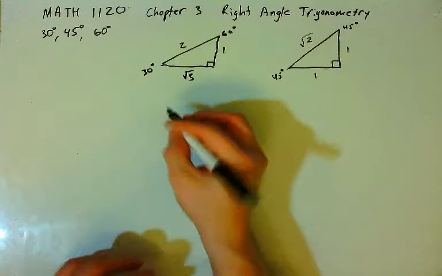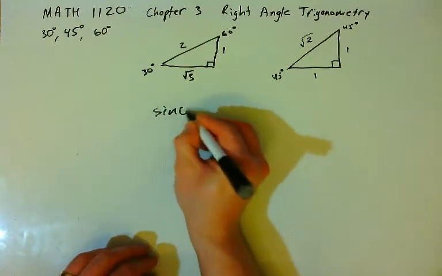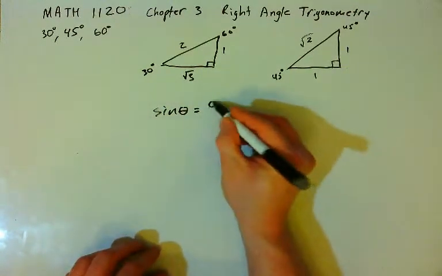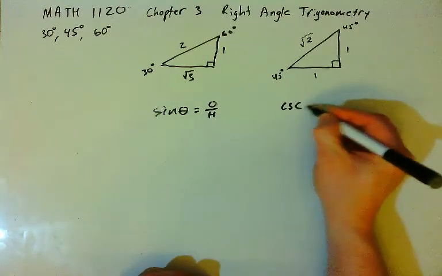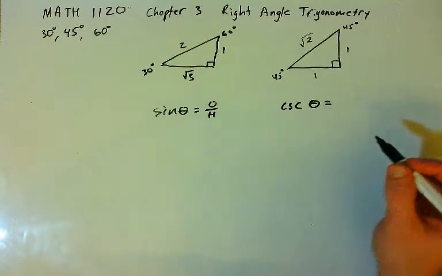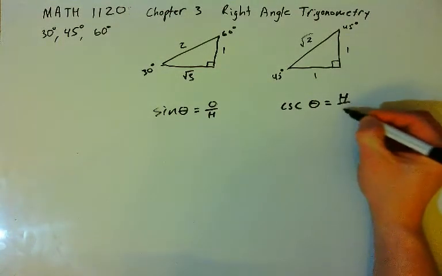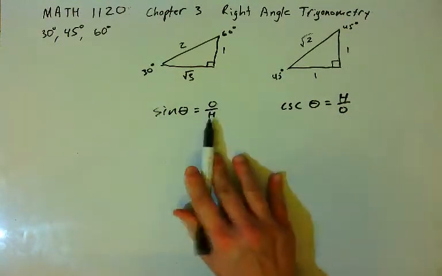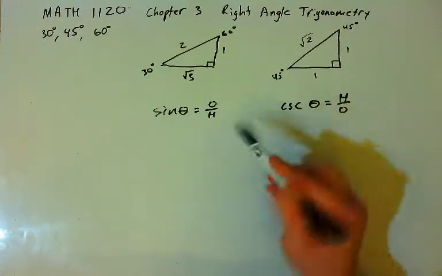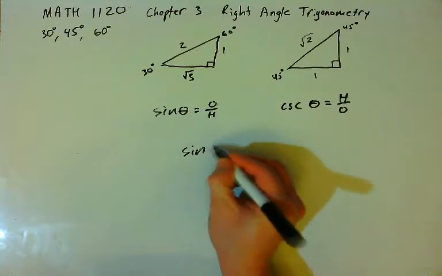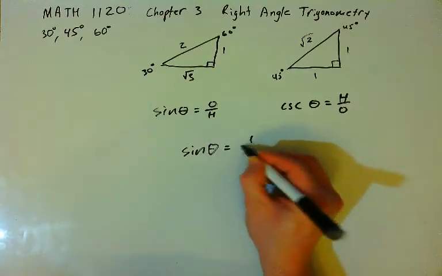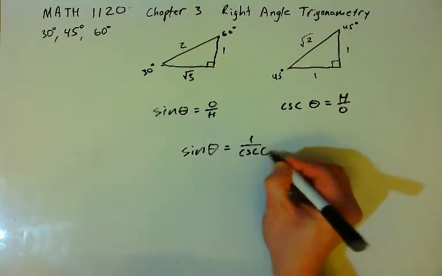And so let's look at sine theta. We know that sine theta is the opposite over the hypotenuse. And let's look at cosecant theta. We know that the cosecant of an angle is the hypotenuse over the opposite. And so that means that these two functions are reciprocals of one another, right? They are fractions that are flipped. And so that means that the sine of theta will be equal to 1 divided by the cosecant of theta.